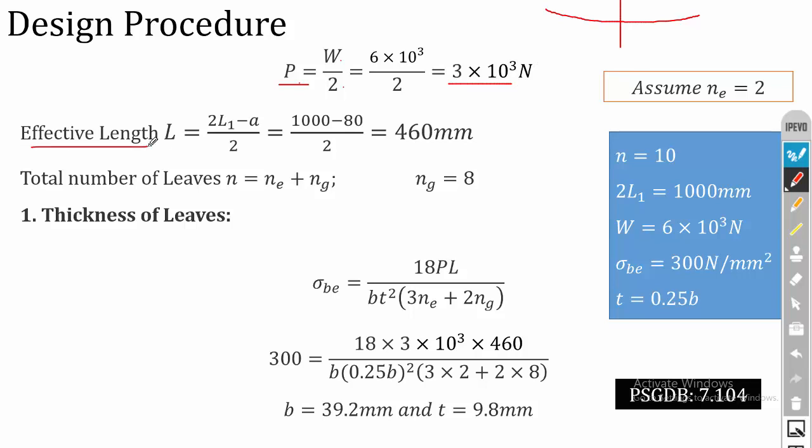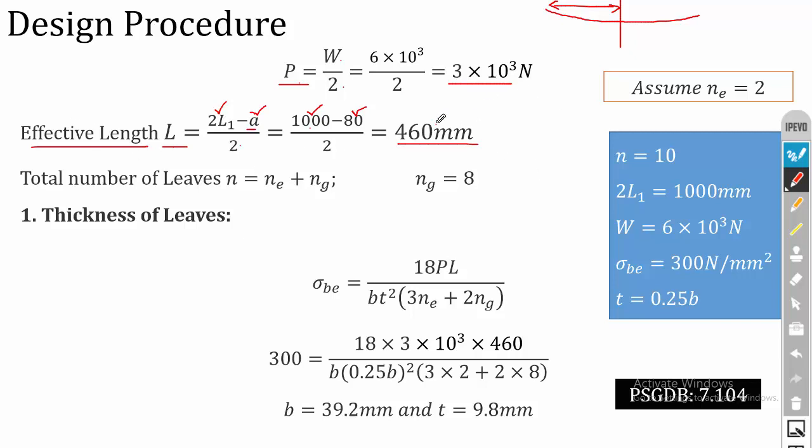Then effective length. From the span length and band width, we have to calculate the effective length, that is L is equal to (2L1 minus a) divided by 2. 2L1 is given in the problem, that is 1000 mm, then minus a, the band width, is given as 80 mm. So the effective length L is the length in one part, excluding the band width. This length is subjected to stress, that is why it is called the effective length.